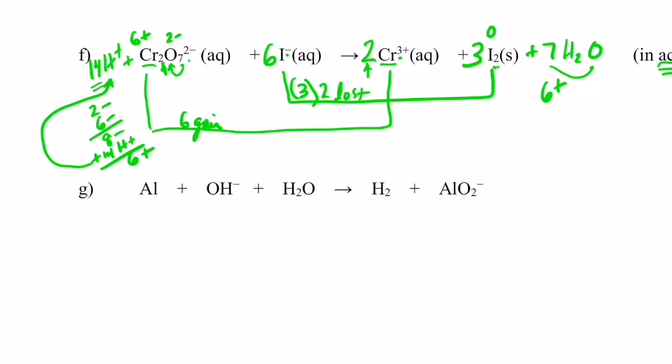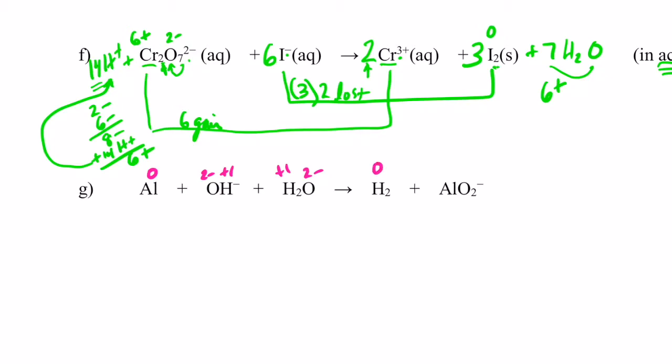All right, welcome back. That was ugly, wasn't it? All right, here we go. Let's assign oxidation numbers. Aluminum's 0. It's in its elemental state. Here, oxygen's -2 and hydrogen's +1. No big deal there. In water, oxygen's -2, hydrogen's +1.